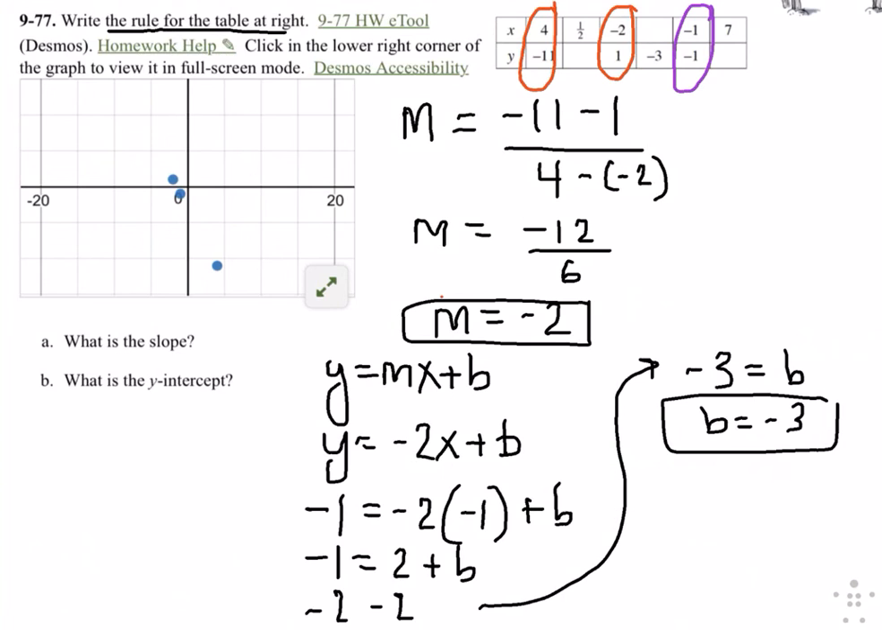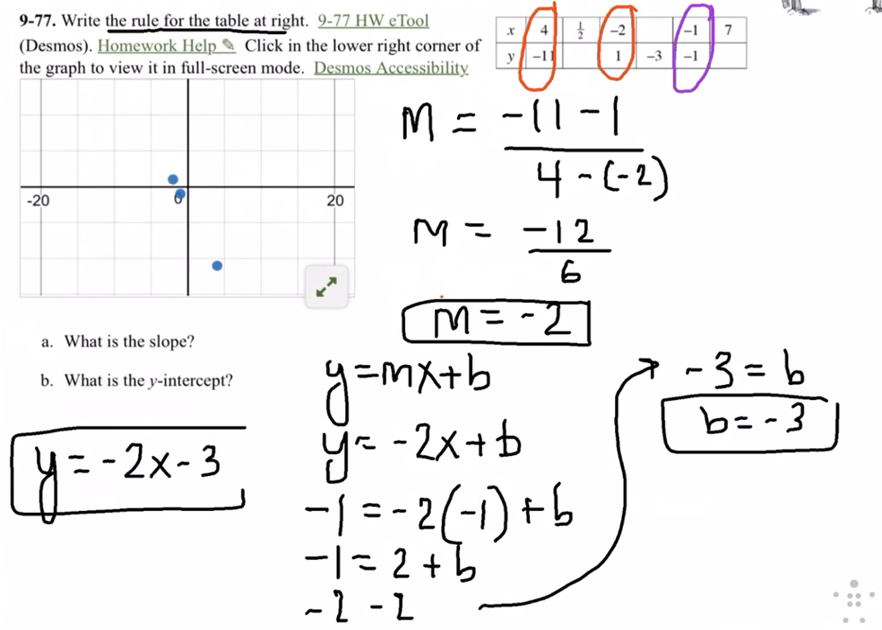So there's the answer to the second one. And the rule overall, now we know, is y equals the slope, negative 2x minus 3, right? Y equals mx plus b. So there's the rule for the equation. And that's all they asked us to do in this problem.